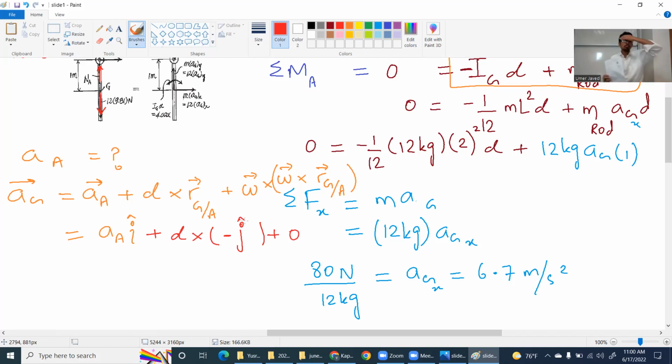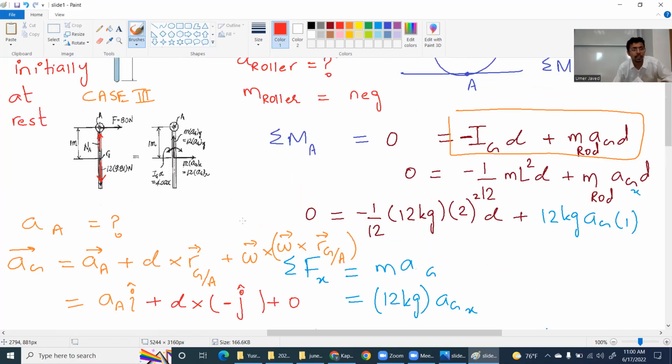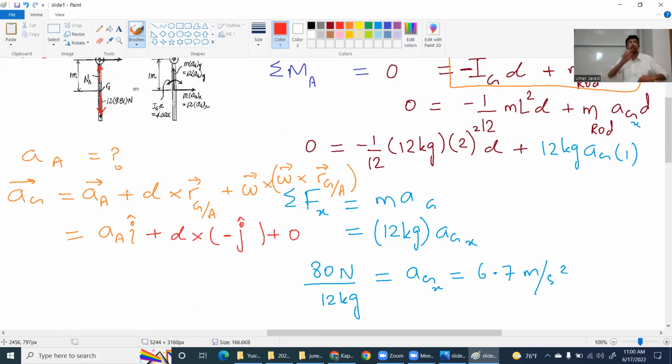In an exam setting, many students end up making sign mistakes. You can again see G with respect to A is downwards, so it is a negative j, because my XY positive axes are in the standard orientation, X towards the right and Y upward. Having said that, the a_A is 6.6667 i, 6.7 i that we calculated.